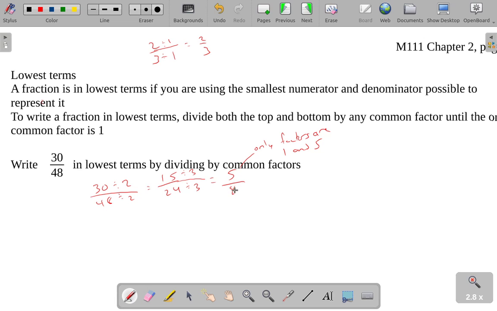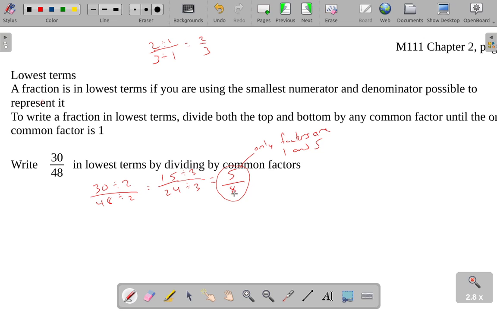So the only way I can reduce this further, well, you can see 1 doesn't really matter. I don't really care that 1 is a factor, because dividing by 1 isn't going to change anything. The only way that this could be divided down even further is if 5 was a common factor. Clearly 5 is not a factor of 8, which means that there are no common factors here. I don't even have to look at the factors of 8 beyond recognizing that 5 is not one of them.